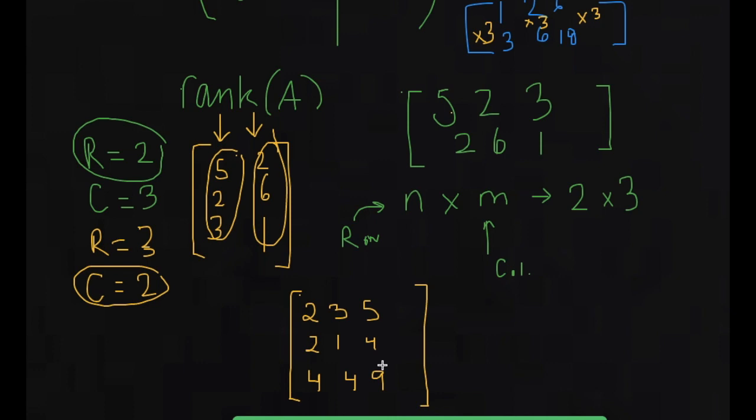So none of these rows are multiples of one another. There's nothing we can multiply any of these numbers by to obtain one of our other rows. However, if we add together row 1 and 2, we will obtain row 3. 2 plus 2 is 4, 3 plus 1 is 4, and 5 plus 4 is 9. So row 3 is not linearly independent. Just the first 2 are.